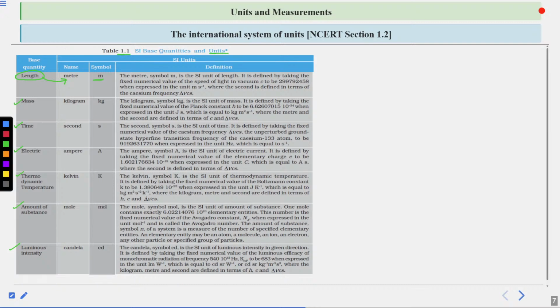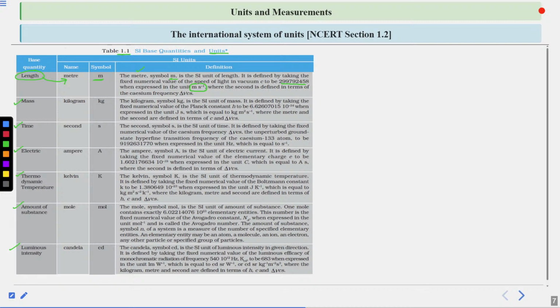So the meter, symbol m, is the SI unit of length. So what is the SI unit of length? Meter. And how can we define it? It is defined by taking the fixed numerical value of the speed of light in vacuum, c, to be this quantity when expressed in the units of meter per second.